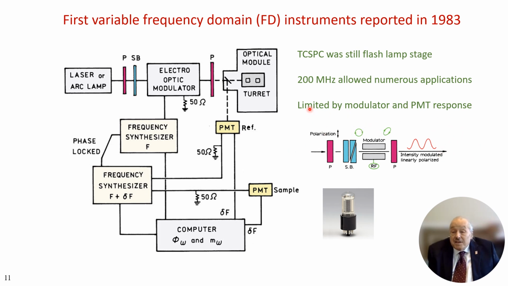At this stage, in 1983, time-correlated single photon counting was still in the flash lamp stage. You might remember from the previous lecture how the flash lamps had several nanosecond pulse widths, and they were not very nicely shaped. What limited us to 2 megahertz was the modulator and the phototube response. That was changed later, but it doesn't affect the basic principles of the frequency domain method.